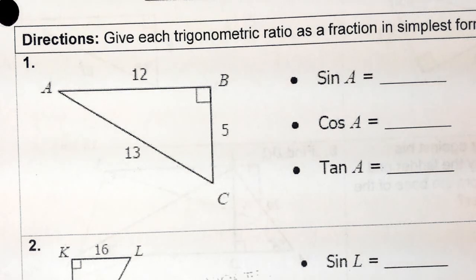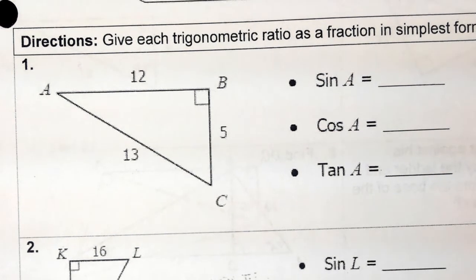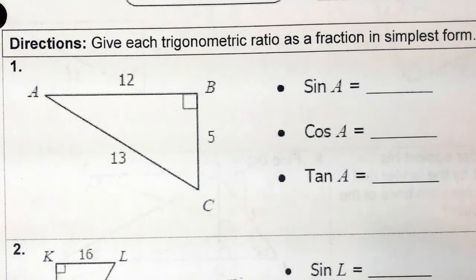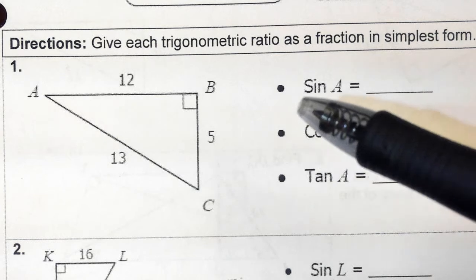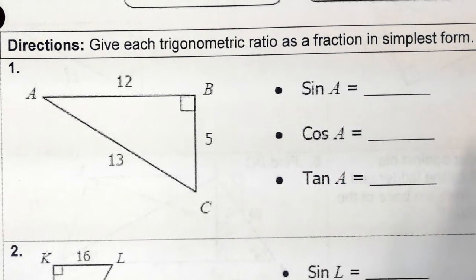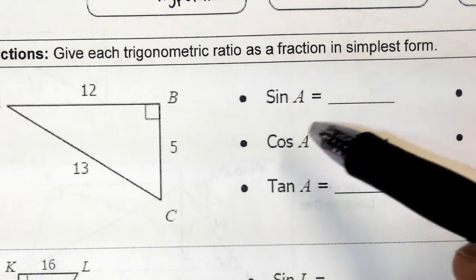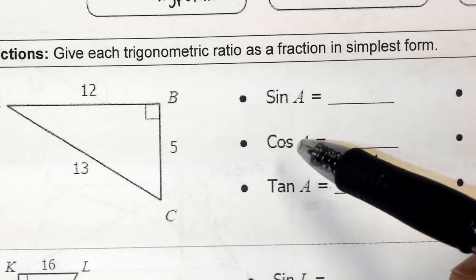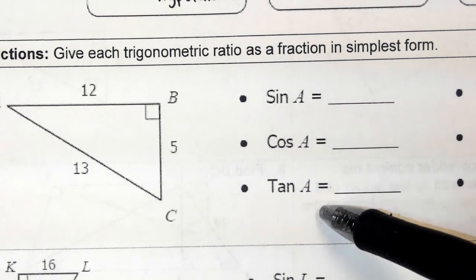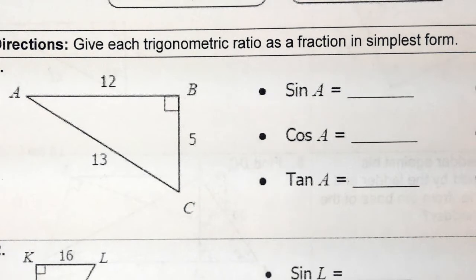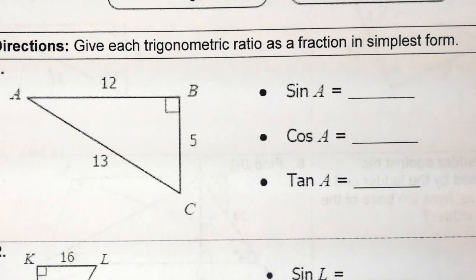Let's go, Sam. On number 1 right here, we've got triangle ABC, and they've got the sides 5, 12, and 13. Let's just focus on this little column right here, Sam. They want to know sine of angle A, then cosine of A, then tangent of A. Start me out with sine of A. From angle A, give me the sine ratio.